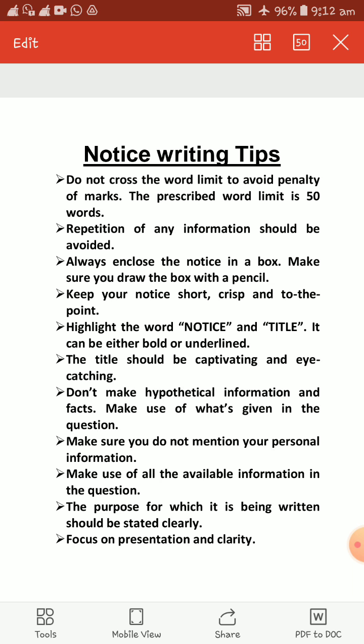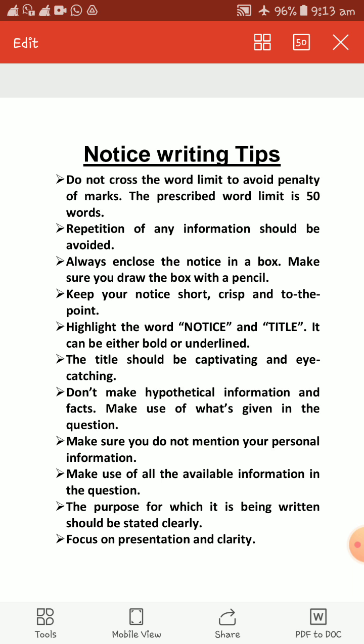Don't make hypothetical information and facts. Make use of what's given in the question. Don't try to write anything extra. Just follow the question. Based on the question, you frame your notice. No need to give any hypothetical information and facts. It is not required at all.